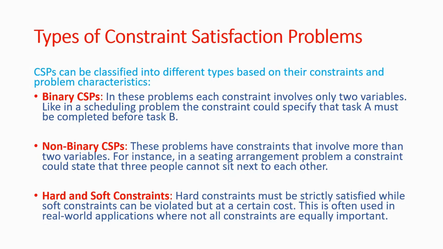And in real world relevance, this distinction is very important in real world applications, because not all the constraints are equally important. For instance, when scheduling, ensuring a meeting ends before another must be a hard constraint, but minimizing the walking distance might be a soft constraint.